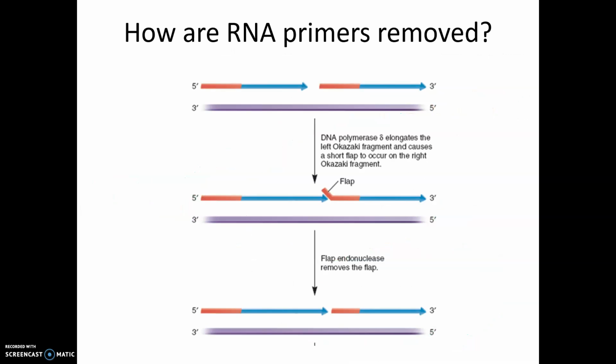Another difference is how RNA primers are removed. So if you remember in bacteria, DNA polymerase I removes the primers. Here we have something called flap endonuclease. So here we have Okazaki fragments and primers. And as we're going along, DNA polymerase gets to the Okazaki fragment and continues a little bit, causing the primer to flap out. These flaps are recognized by flap endonuclease. It's an endonuclease, which means it's removing things in the middle. So flap endonuclease comes along and removes the flap.